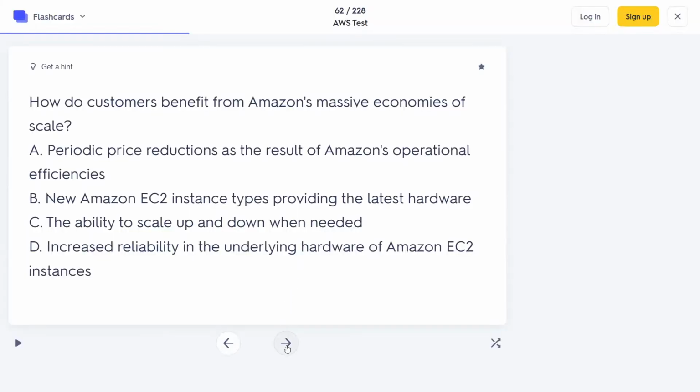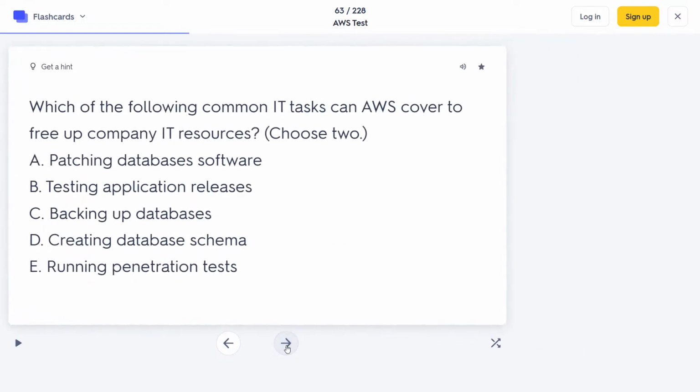Sounds like that. Now, the next question is, which of the following common IT tasks can AWS cover to free up companies' IT resources? Patching database software, testing application release, backing up data, creating database schema, running penetration test. Option number A, C, E. One of these is wrong, so let's find out. Database software patching. Hmm. Backing up data. Let's go with the nice, because you have to back up yourself. You have an option to back up. They won't do it automatically.